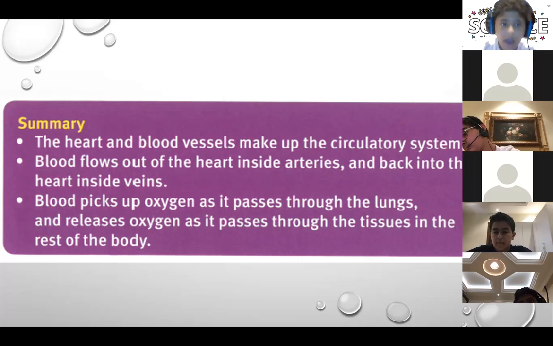It should be blood as well. So the heart, the blood vessels, and the blood make the circulatory system. The blood flows from the heart outside of the body towards the body through the arteries and back inside through the veins. And it carries the oxygen from the lungs.